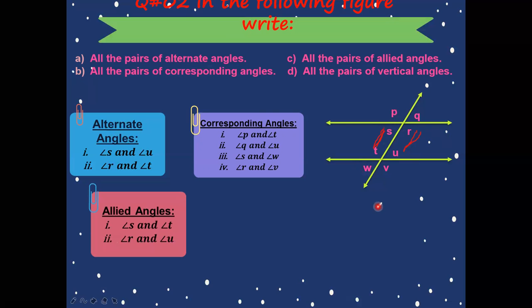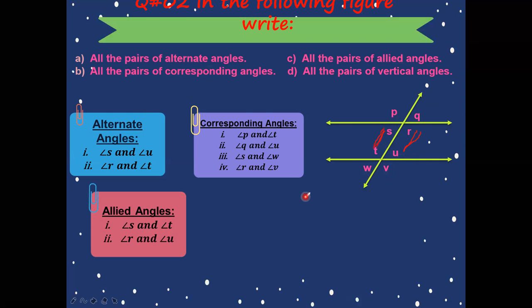So you will write it down in your copy just like this: allied angles. First you will write down the heading of allied angles, and then you will write angle S and angle T. The first pair of allied angles is angle S and angle T, and the second pair of allied angles is angle R and angle U.